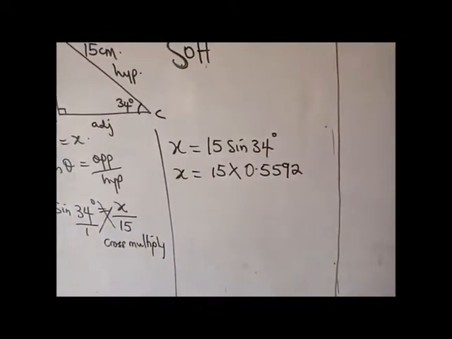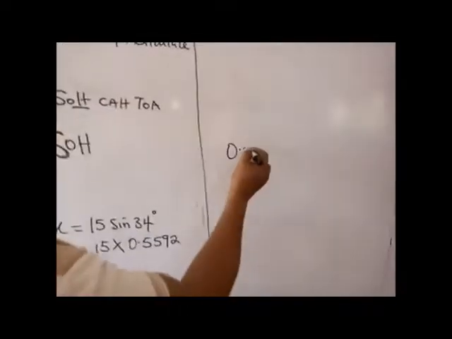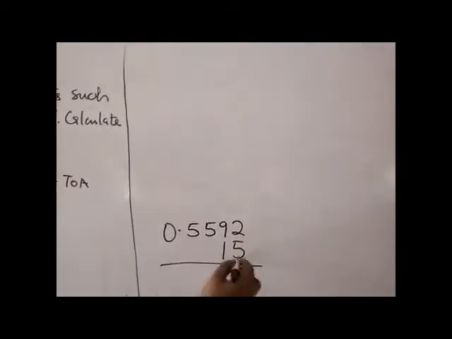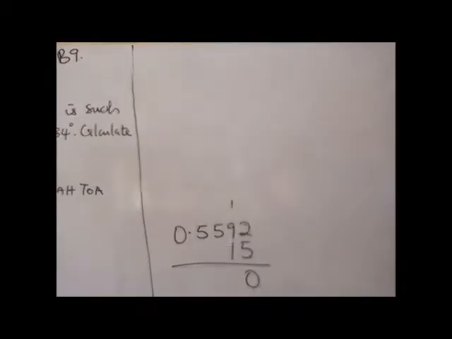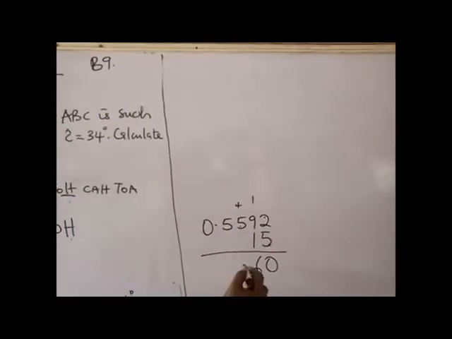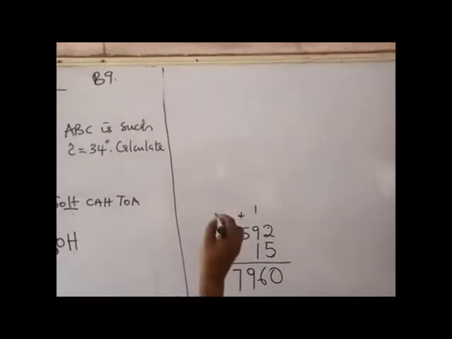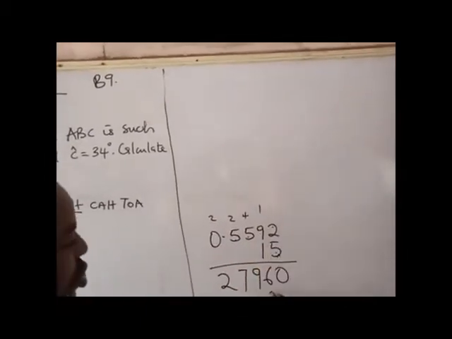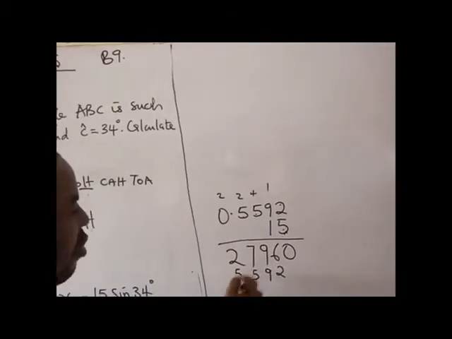So what do you do now? You multiply 0.5592 by 15. Let's do our long multiplication. 5 times 2 is 10, put that 0, carry 1. 5 times 9 is 45 plus that 1, 46, carry 4. 5 times 5 is 25 plus 4, 29, carry 2. 5 times 5 is 25 plus 2, 27, carry 2. 5 times 0 is 0 plus 2 is 2. Now use your 1. 1 times 2 is 2, 1 times 9 is 9, 1 times 5 is 5, 1 times 5 is 5, and 1 times 0 is 0.